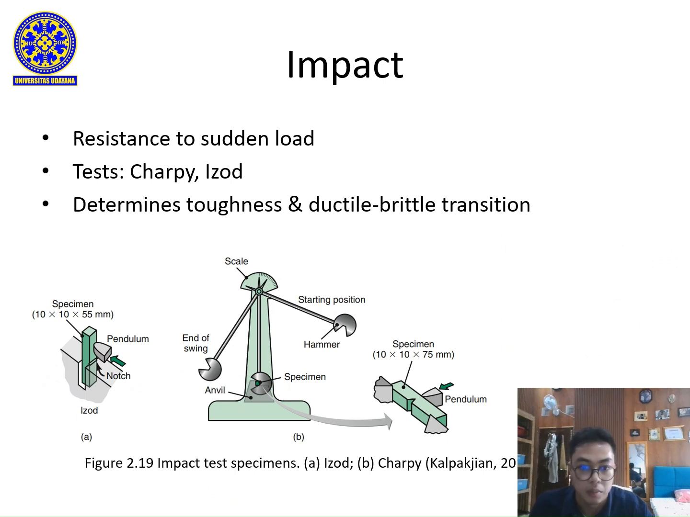Impact tests measure the resistance of materials to sudden load. 2 common tests are the Charpy test, where the specimen is supported at both ends, and the Izod test, where it is supported like a cantilever. The absorbed energy indicates the material's impact toughness. Impact tests are also useful to determine the ductile to brittle transition temperature.